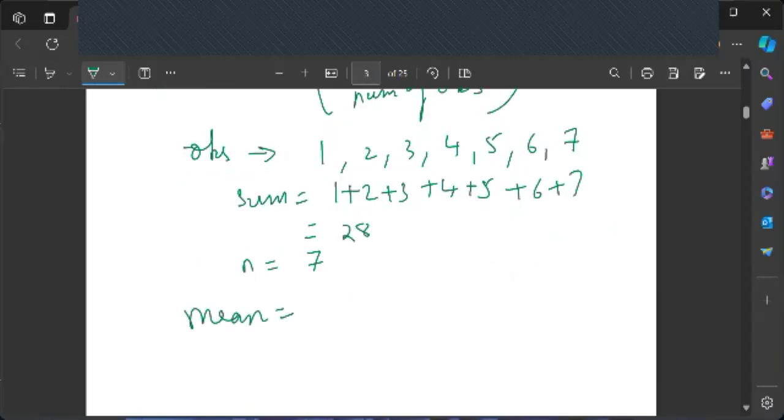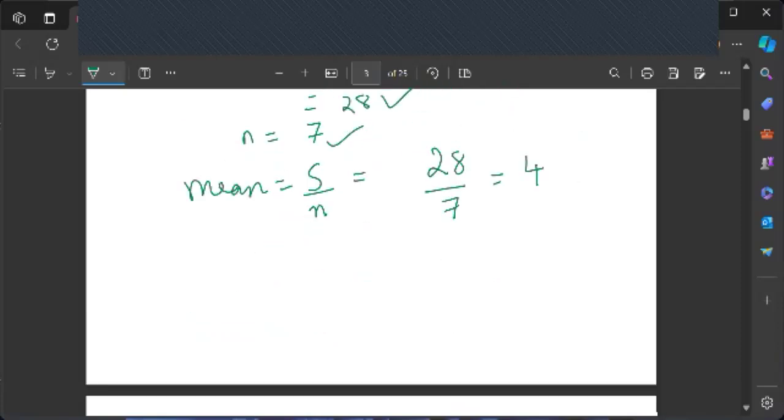So mean is what? S by n, that is sum by number. Sum is 28. Number of observations is 7. So it is 4. Okay. So it was 4. Fine.